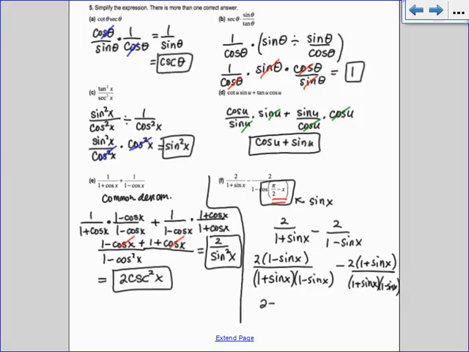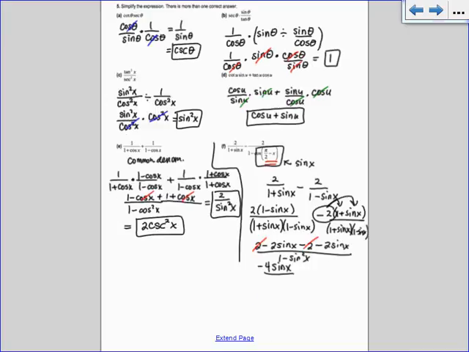So we get 2 minus 2 sine of x. And then we have minus 2. Be careful, don't forget your other negative. You're distributing the 2 and the negative, right? So we're going to have minus 2 sine of x all over 1 minus sine squared x. So now the 2 minus the 2 goes away. And we have negative 4 sine of x all over cosine squared x. Okay, and you could leave it like that.